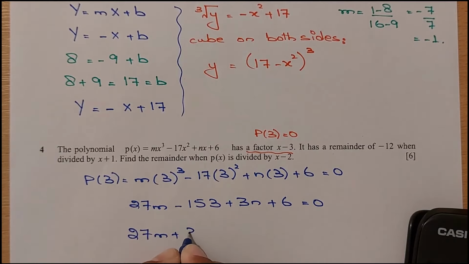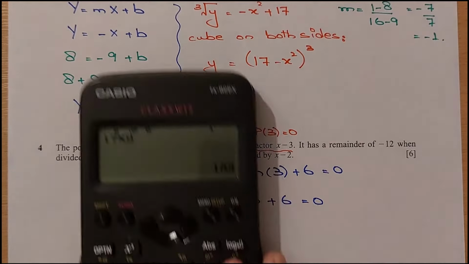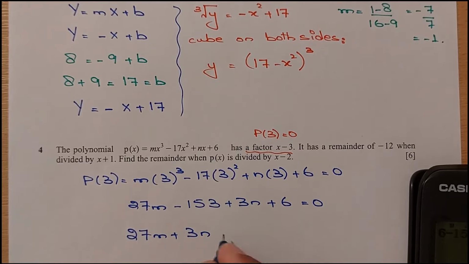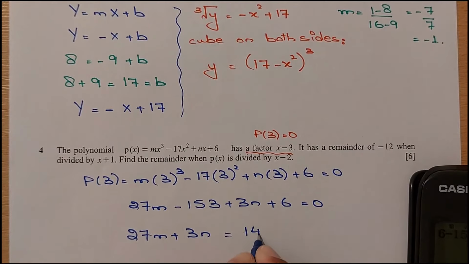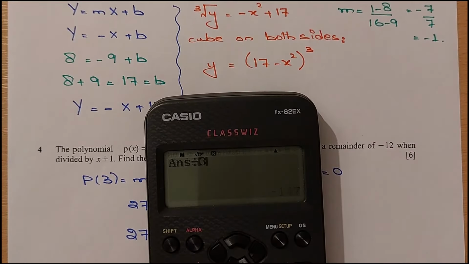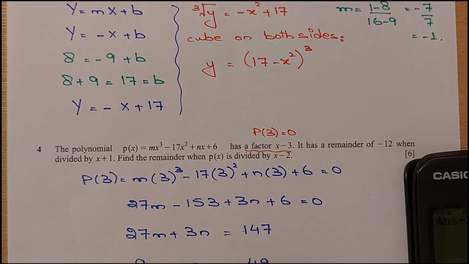27m plus 3n, okay, 156 minus 153, 147. That is with positive sign. Moving over here, 147. Let me divide throughout by 3. Dividing by 3 is 49. Okay, so 9m plus n equals 49. This is the first equation.